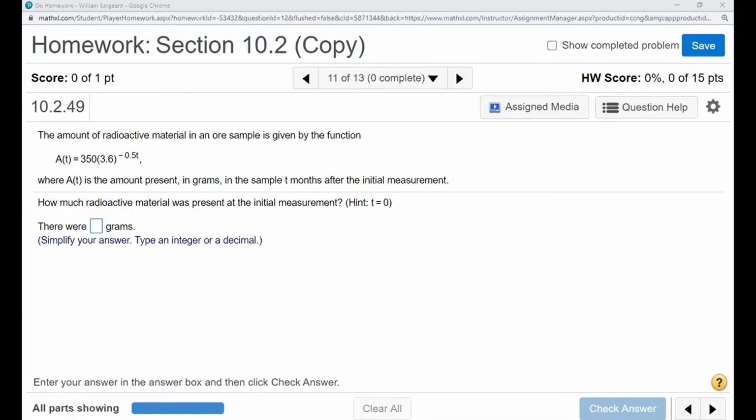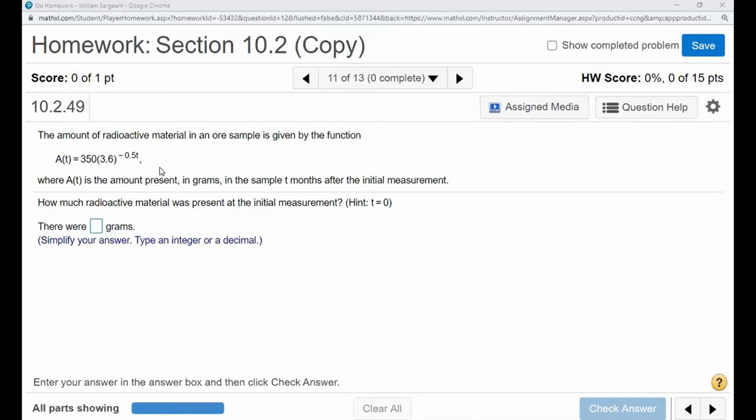Exponential functions have a lot of applications: to the growth of an investment in finance, to the growth of population in life sciences, and in chemistry, to the decay of radioactive elements. So here we are asked to find out how much was initially present at time equals 0 when we have the amount A of radioactive material in an ore sample following this exponential function.